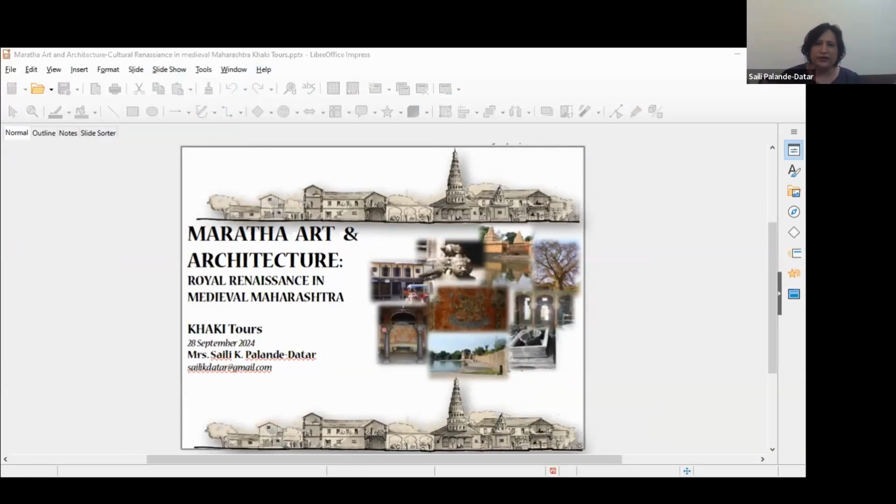I would like to take you back in history a bit and give you the background of the happenings of Maharashtra in the 16th, 17th, and 18th centuries, which actually underlines the present talk.